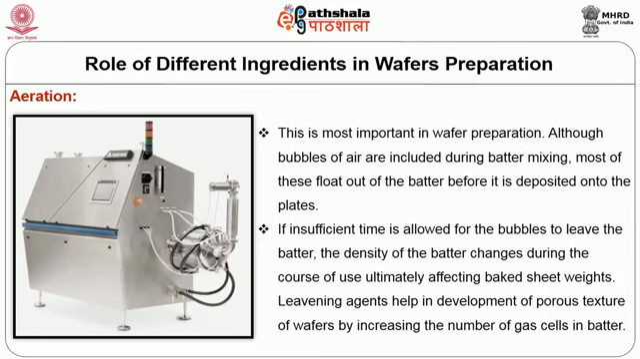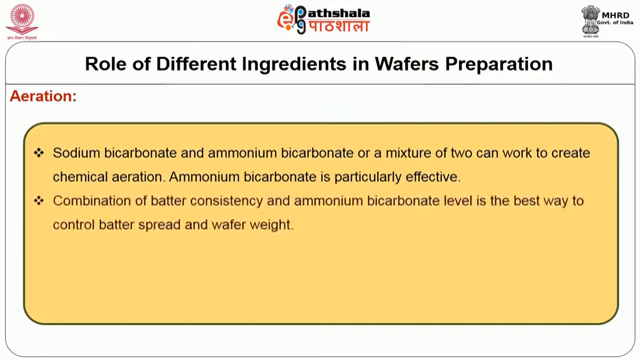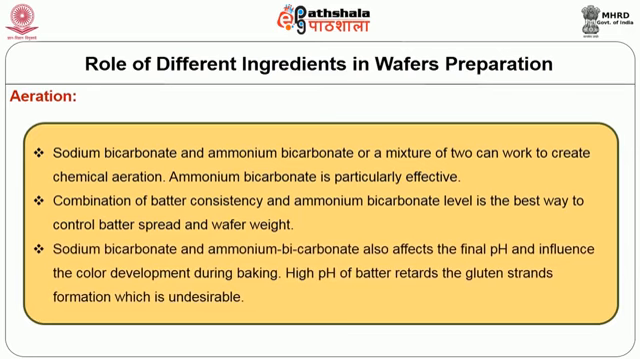Leavening agents help in the development of the porous texture of wafer by increasing the number of gas cells in batter. Sodium bicarbonate and ammonium bicarbonate, or a mixture of both, can work to create chemical aeration. Ammonium bicarbonate is particularly effective. The combination of batter consistency and ammonium bicarbonate level is the best way to control batter spread and wafer weight. Sodium bicarbonate and ammonium bicarbonate also affect the final pH and influence the color development during baking.